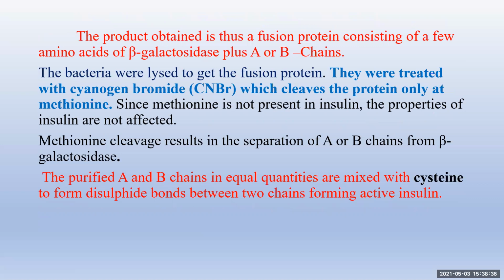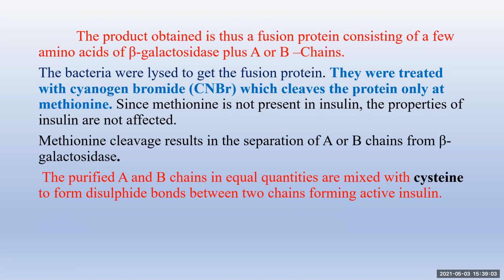The bacteria undergo lysis, and what we get is a fusion protein. That means the fusion protein contains a part of the beta galactosidase enzyme and the A chain protein, or beta galactosidase plus the B chain protein. This fusion protein is treated with cyanogen bromide, CNBr. It will cleave the protein at methionine. Now, methionine is not a part of insulin, so no problem.